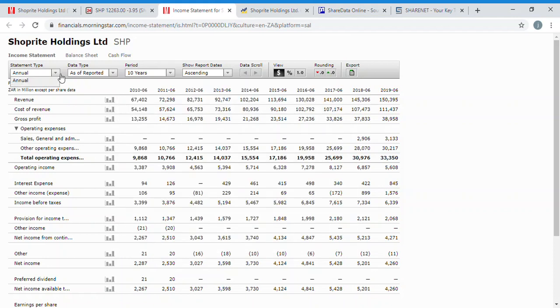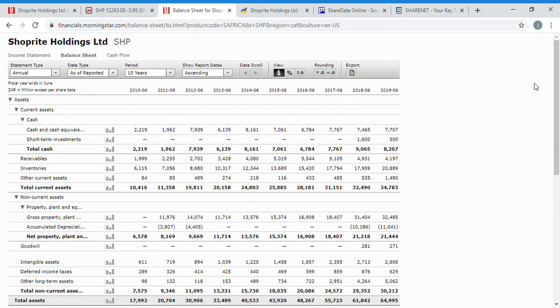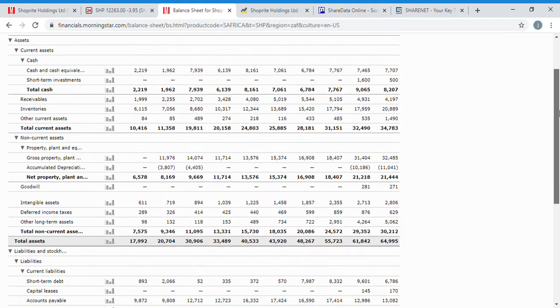You can choose either annual report or non-annual, as reported or restated. 10 years, from there you can choose, that's an income statement. Over there on top where the arrow is, you can choose the balance sheet. It's gonna load the balance sheet, and you can also choose the cash flow, of which I won't go that far. This video is already super long.